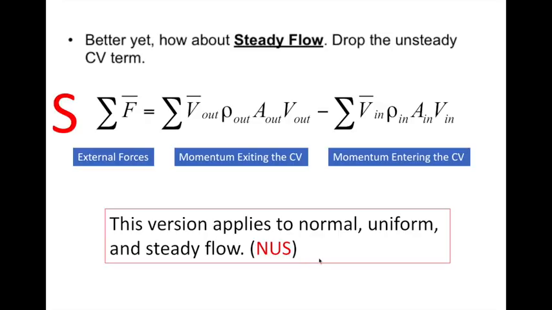Just like with the continuity equation though, we don't necessarily need to add these all up. We could have steady flow that is non-uniform, that is not normal to our control volumes, etc. But this one represents if we have all of those assumptions present.